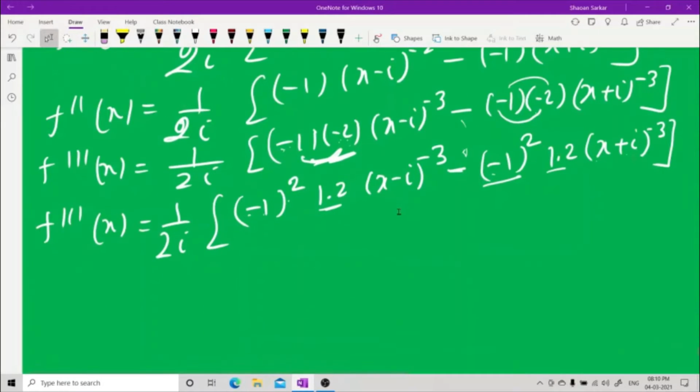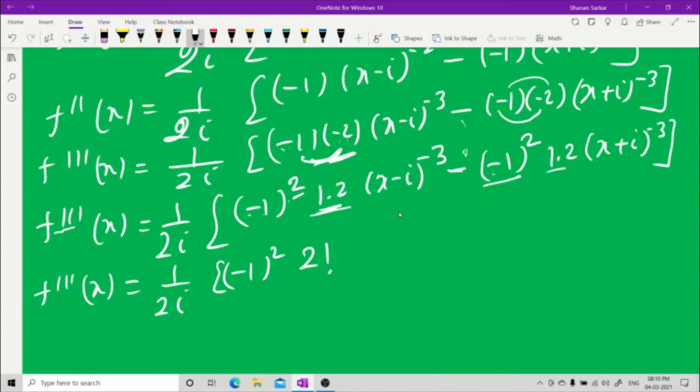Now what you do is, for the third, this is 2, write like this: f dash this as 1 by 2 to the power of 3, 2 iota minus 1 whole square. This is 2 factorial, 1 into 2 is 2 factorial. x minus iota to the power of minus 3, minus minus 1 to the power of 2, and this is 2 factorial, and this is x plus iota to the power of minus 3.